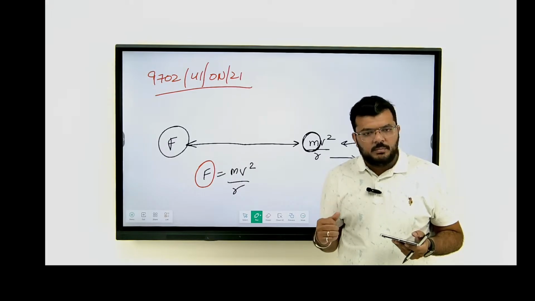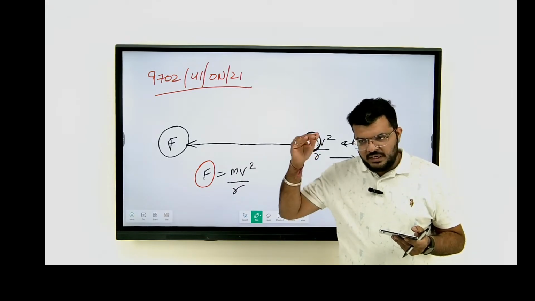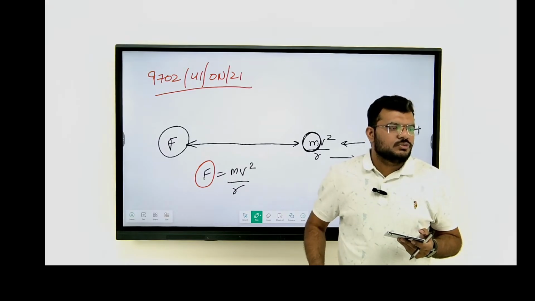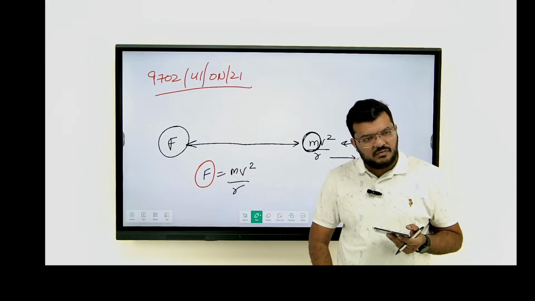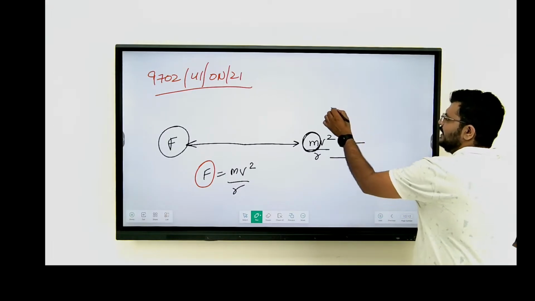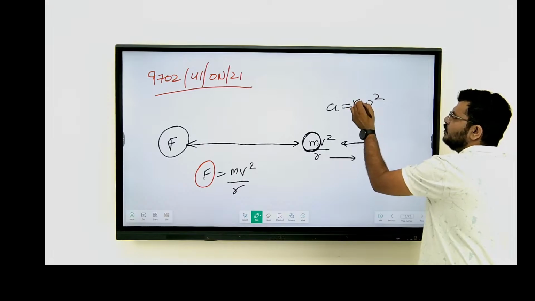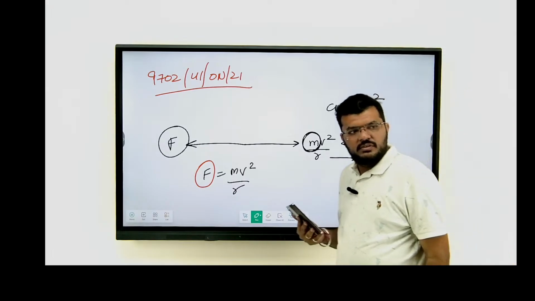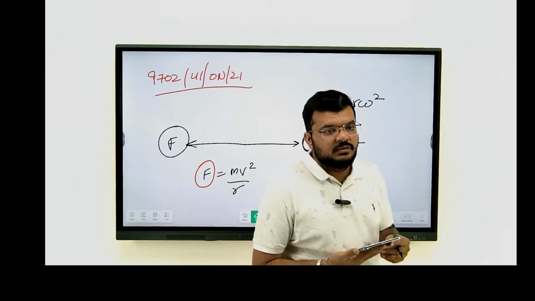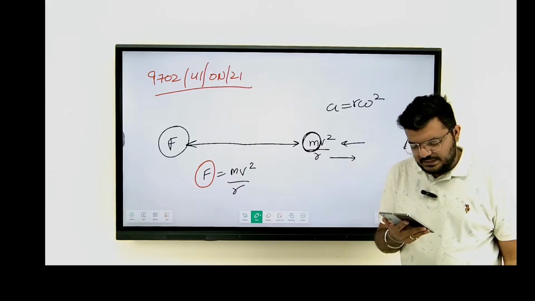For both of these cars, if you take it simply, how should the centripetal acceleration be for both cars? Equal or different? See, centripetal acceleration can also be written like this: omega square r. So y has greater than x.